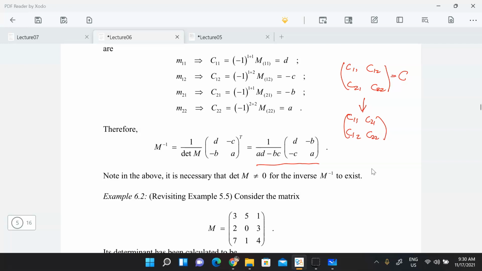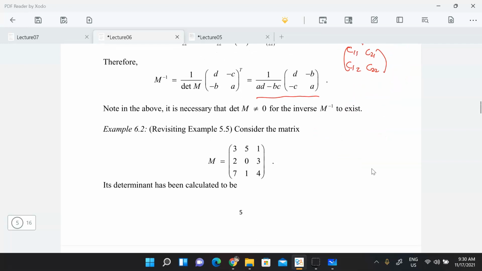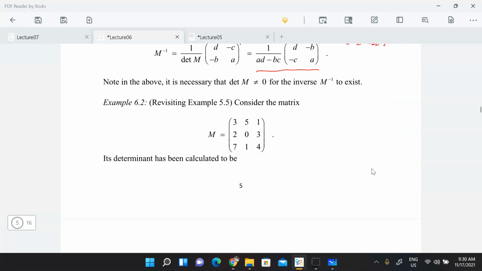But nothing now limits you to 2 by 2 cases, because you know all these cofactors. You can actually generalize it for the case of n by n matrix. So one can revisit some example that we have done before. Here's a 3 by 3 matrix.